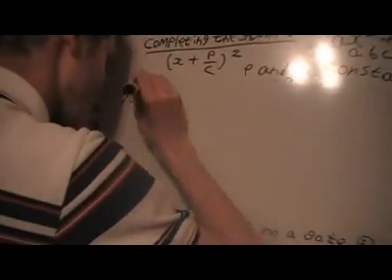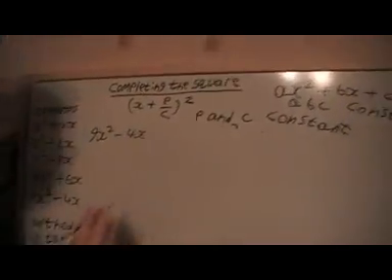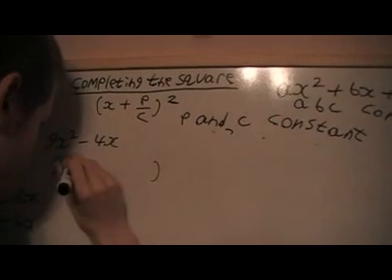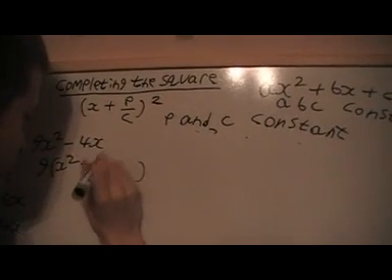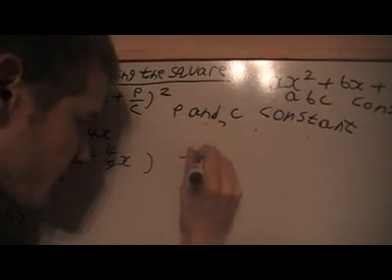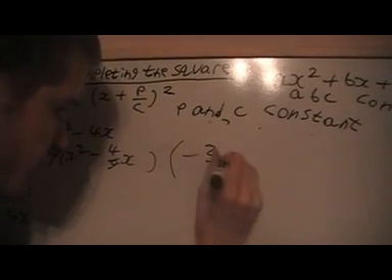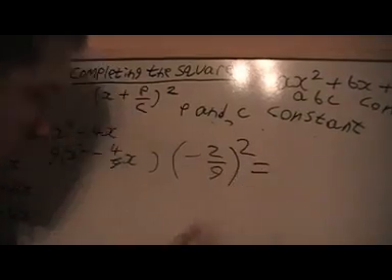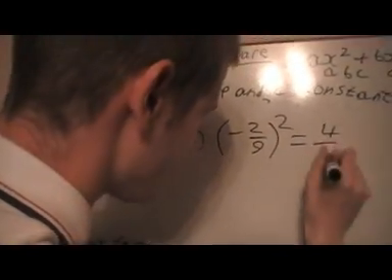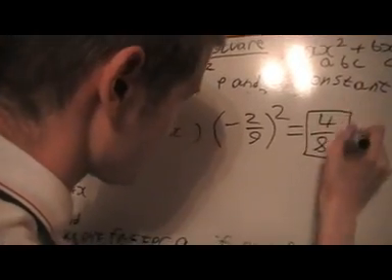And we're going to do this last problem here, 9x squared minus 4x. I'm going to take out the factor 9. I'm going to divide this by 9, I'm going to halve it, get minus 2/9. I'm going to square that, and I'm going to get 4/81. That's the answer.